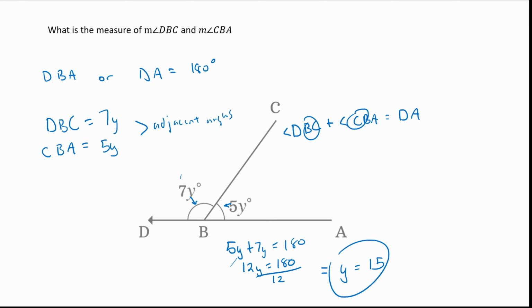Because if you want to see how I did it in my head, 6 times 2 is equal to 12. 180 divided by 6 is 30, divided by 2 is 15. So we can say y is equal to 15. And then if we want to get the actual measures of these angles, we can plug in 15 for y both times.